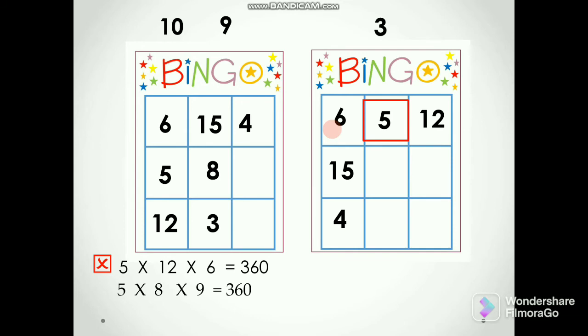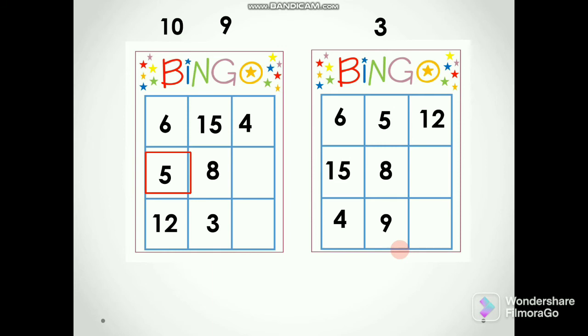And then it is 5. So there is only one remaining. Therefore, it is 5 times 8 times 9. So let's put 8 and 9. And now we're going to focus on 5 for my first card, and 15 for my second card.